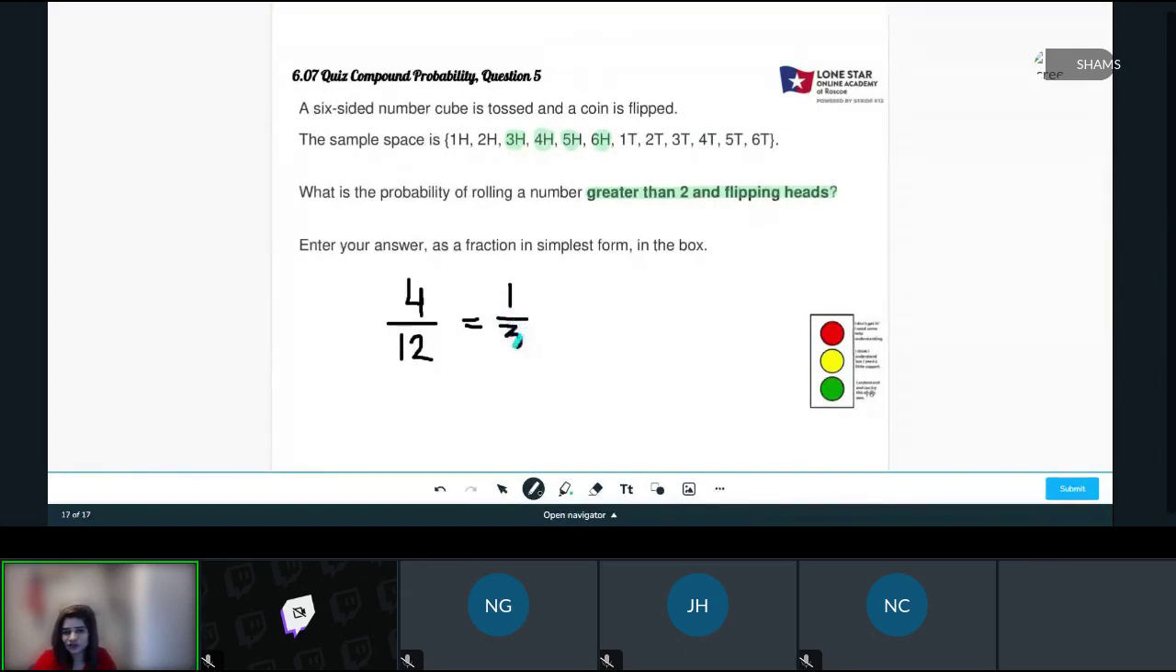I will also show you the mathematical way of doing it if the sample space was not given to you. How many numbers on a cube are greater than 2? There are 4 numbers on a number cube greater than 2 out of the 6 numbers. The word "and" is multiplying, and the chance of getting heads on flipping a coin is half. Tails and heads, so the chance of heads is 1/2. The chance of a number greater than 2 is 4/6. Multiply them and you should still get 4/12.